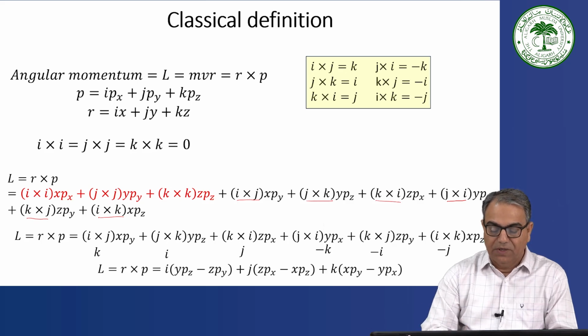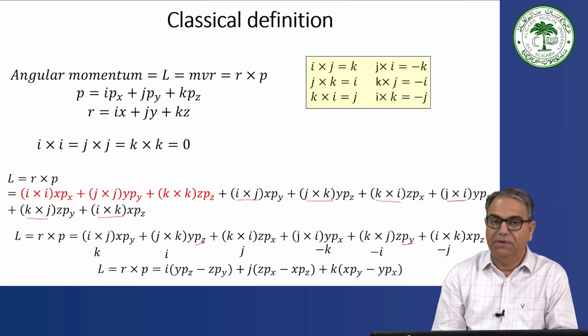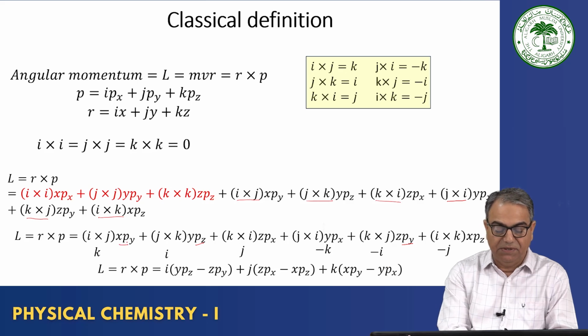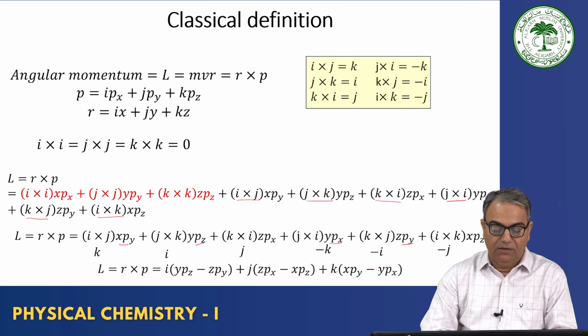becomes equal to i (ypz minus zpy), ypz from here and zpy from here, ypz minus zpy. j (zpx minus xpz), okay, and then k (xpy minus ypx), k is equal to this one, xpy minus ypx, okay. So you have, what does it mean?